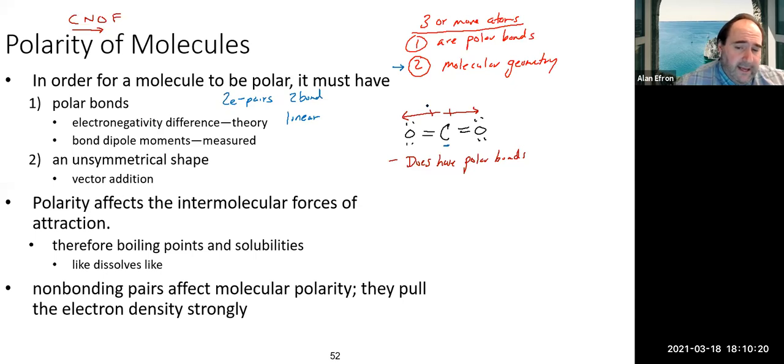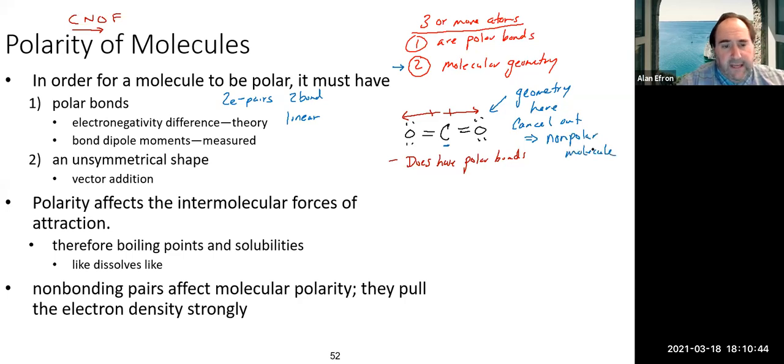So although this guy has polar bonds, because of the geometry here, they actually will cancel one another out. And what that means is this guy would actually be a nonpolar molecule. So carbon dioxide is a very good example of something that could definitely have polar bonds, but because of the molecular geometry, they will cancel each other out.